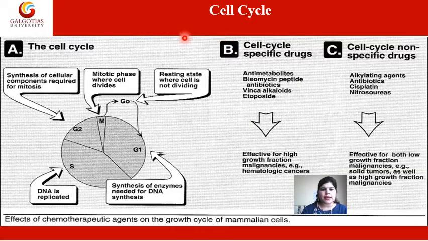Cell cycle. This diagram represents the mammalian cell cycle. This is the G0 phase. It is also known as the resting phase, where the cell is not dividing. In the G1 phase, the enzymes that are required for DNA synthesis are synthesized. In the S phase, DNA is replicated. In the G2 phase, the cellular components that are required for mitosis or the cell division process are synthesized. In the M phase, also known as the mitotic phase, the cell divides.